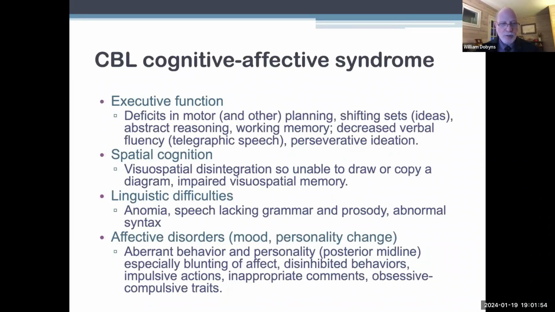Next, visual spatial processing is very difficult, so people are unable to draw diagrams. The classic way is to have them draw a diagram of a clock, and they're really unable to do so. The language difficulties are often speech lacking grammar and rhythm. Affective disorders are very prominent and include anxiety, depression, and a variety of personality changes, such as blunting of affect and disinhibited behaviors. And in addition, not that I listed here, attention deficit is very common.